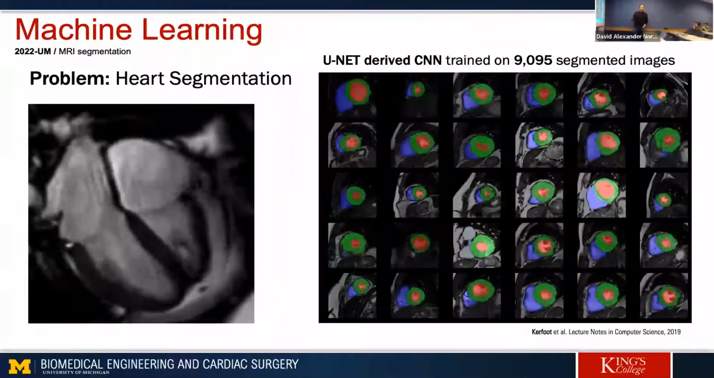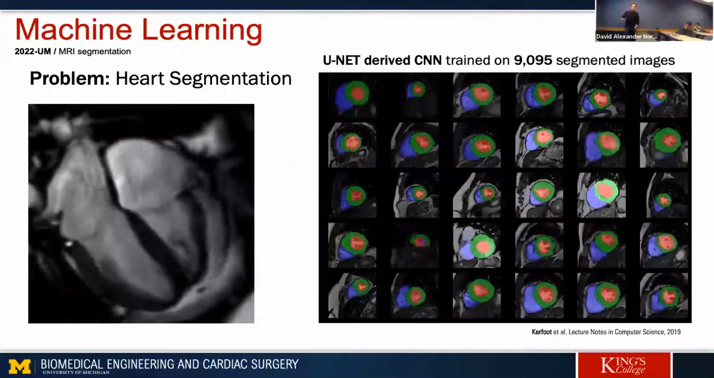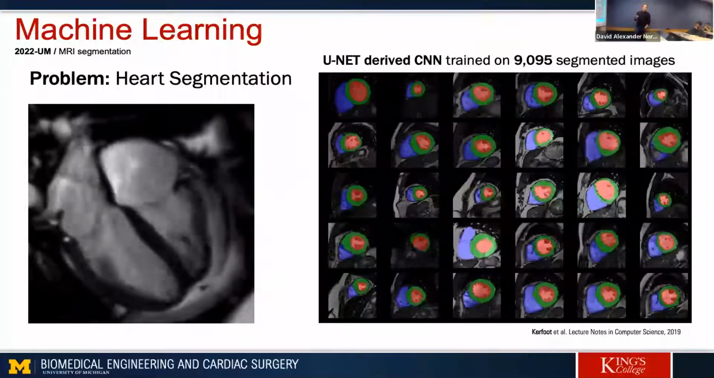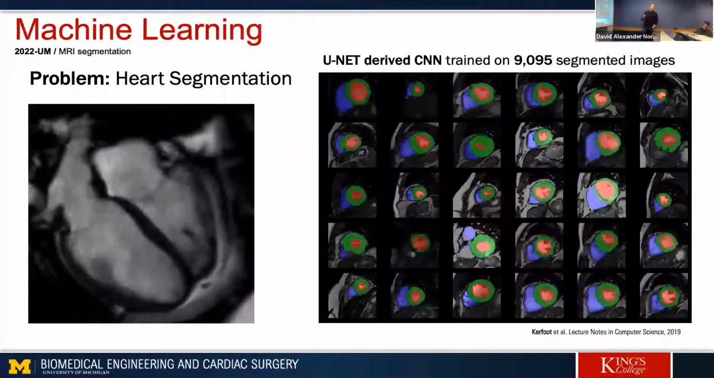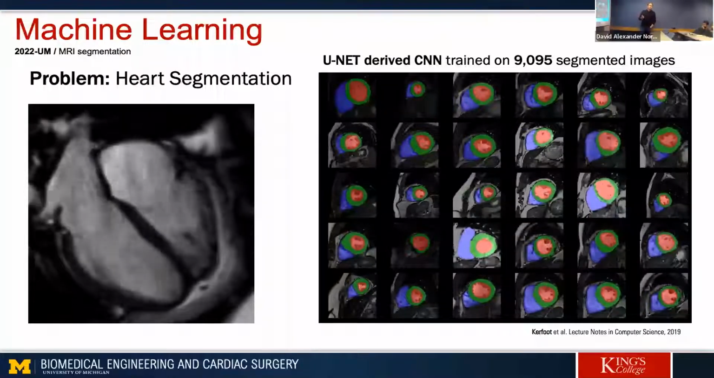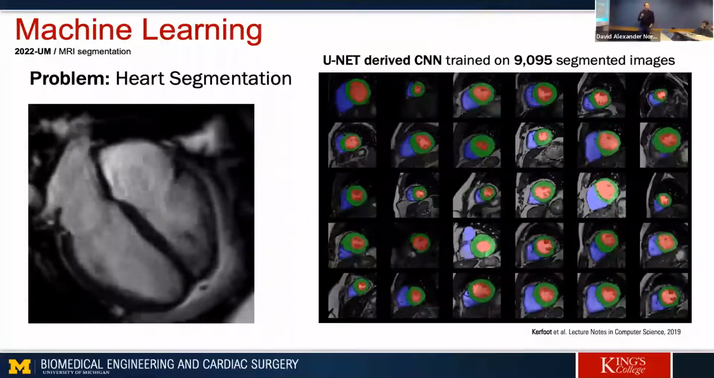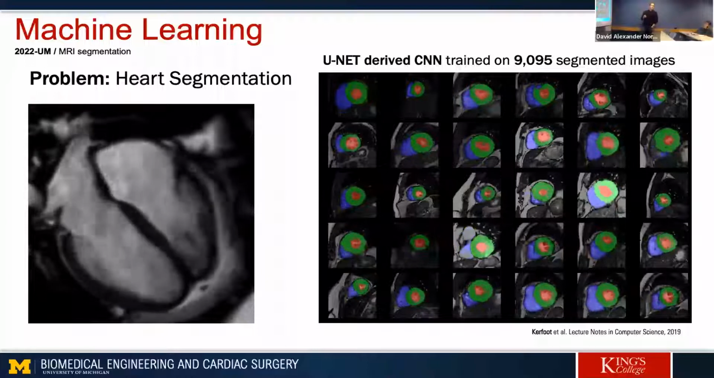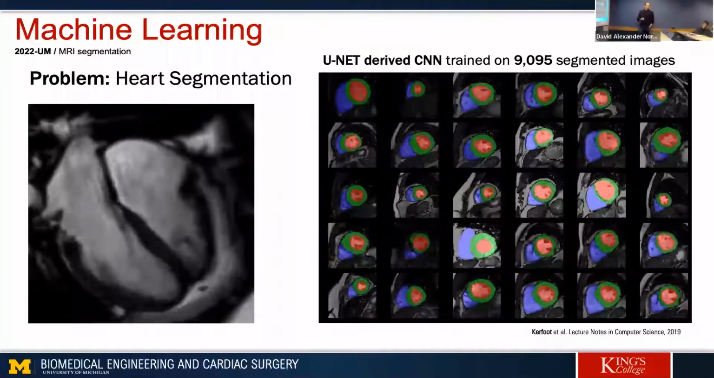So we can pass the image in, and we get back these segmentations. Here we can see the ventricle in red, the ventricular wall in green, and then the right ventricle here in blue. We can't see the right ventricular wall because it's too thin, but we do get most of the segmentations coming from this.